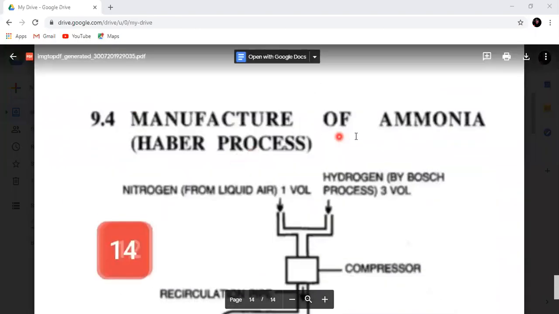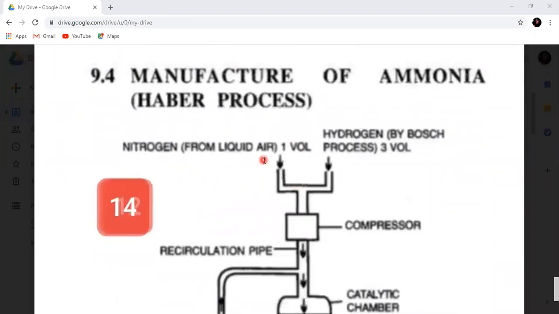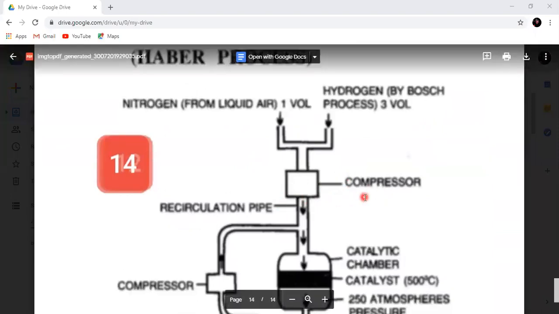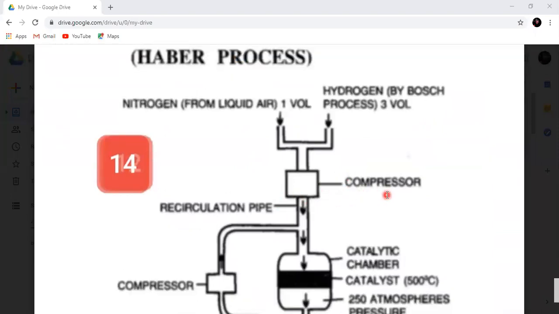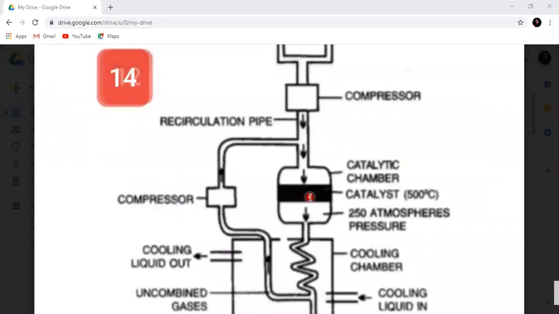This one we can also check in the setup form, how it goes on. Check it. Manufacture of ammonia, Haber process. Here the nitrogen from your liquid air, fractional distillation, 1 volume. Hydrogen by the Bosch process, 3 volume. They enter the compressor. After entering the compressor, the pressure is maintained and they enter into the catalytic chamber.